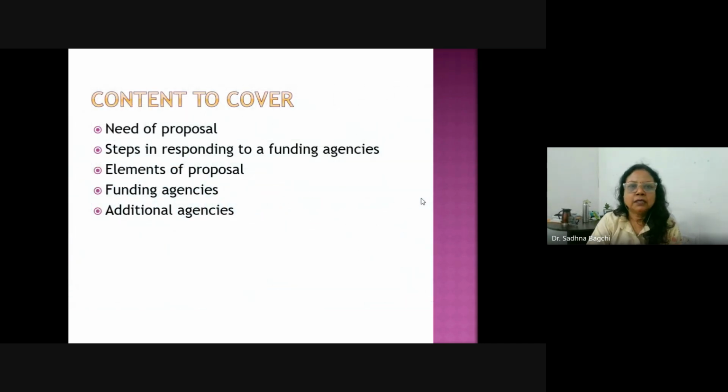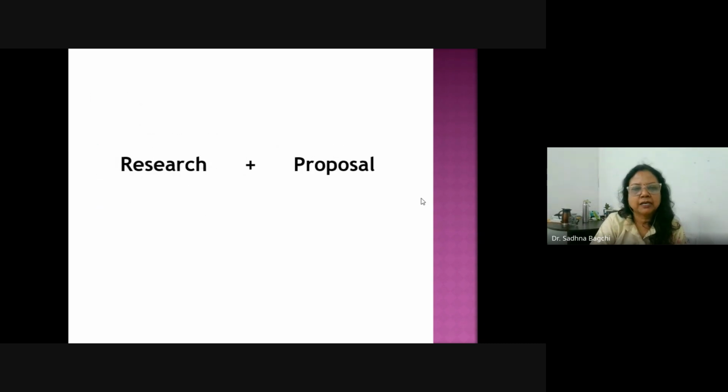In this topic we are going to cover many things, and these are the contents we are going to cover. You already know what research is, because this is a 7-day-long FDP and everyone is aware of research. Now, the proposal is for the funding agency, so it must be more systematic, more well crafted, and more precise things have to be addressed in this proposal.